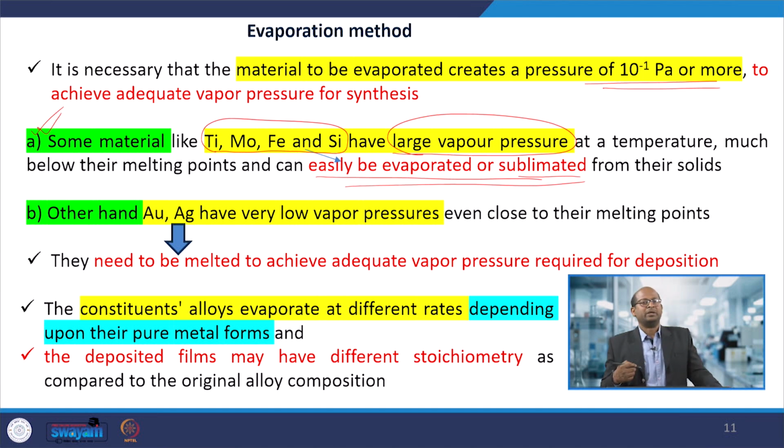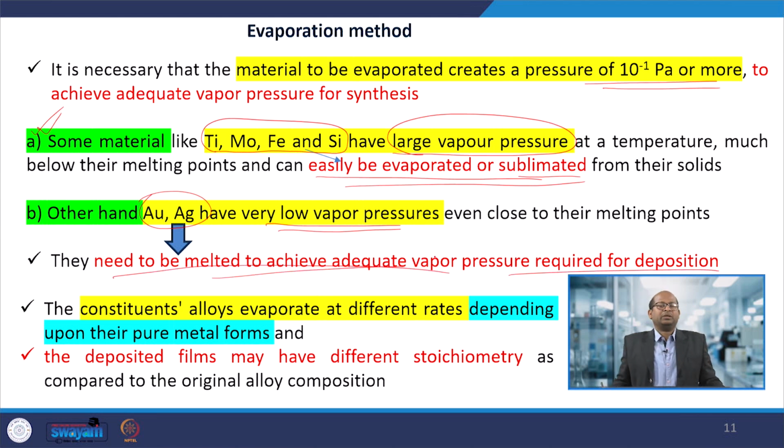There are some other materials, such as gold or silver, that have very low vapor pressures. These need to be melted to achieve adequate vapor pressure before we can evaporate the metal for deposition. So a few metals have low vapor pressures and a few have high vapor pressures. Metals with high vapor pressures can easily be evaporated out, and those with very low vapor pressure are first melted and then vaporized from the substrate.